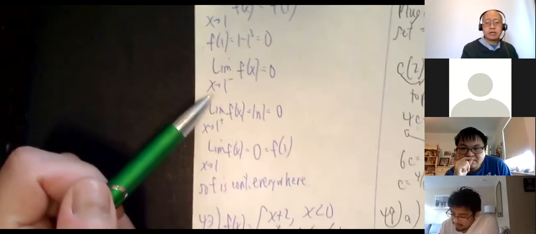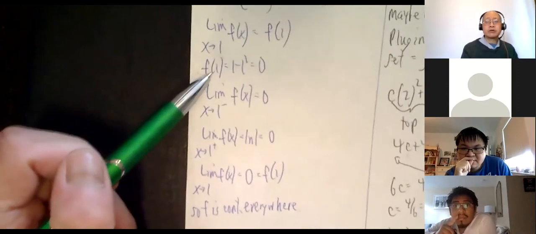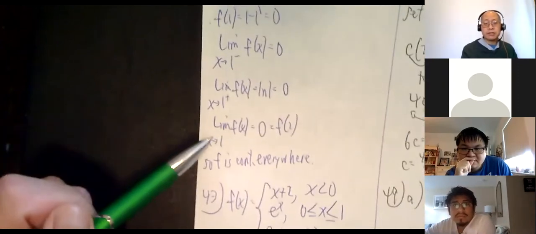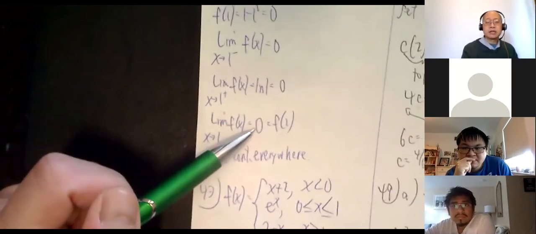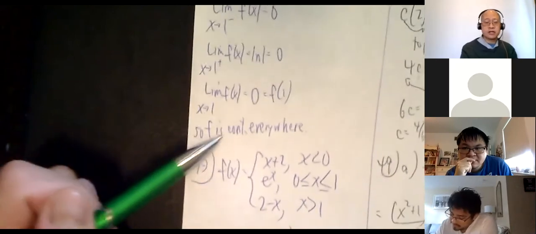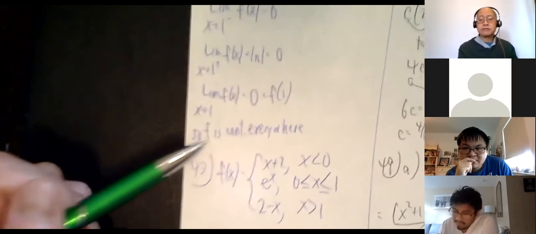You have a two-sided limit if the limit from the left equals the limit from the right, which is 0, and it is equal to the function value at 1. So therefore the limit as x approaches 1 of f of x is 0, which is the same as f of 1. So therefore f is continuous everywhere. So we've established that.